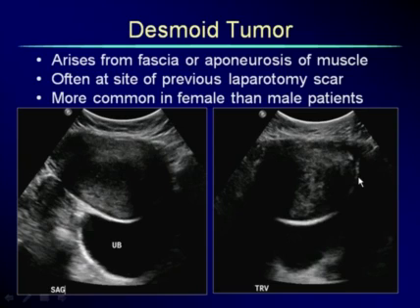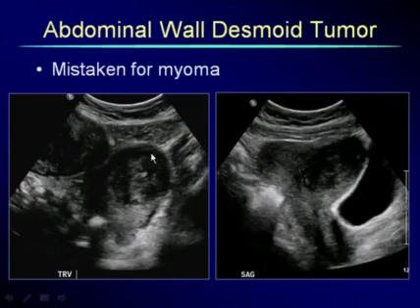This is arising from the fascia or the aponeurosis of the muscle in the abdominal wall, often at the site of a previous scar, and was a completely separate tumor, had nothing to do with her fibroids, just was similar. Maybe if we had worked this out and tried to move this, we would have seen that it moved separately. We would have known that the ovaries are separate, and maybe we would have placed this as an abdominal wall mass. I'm not sure, but it was just mistaken for a large fibroid.